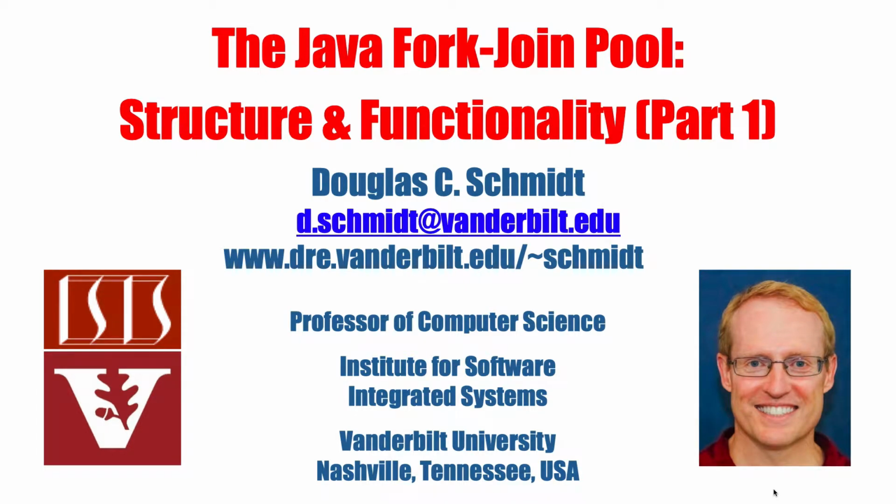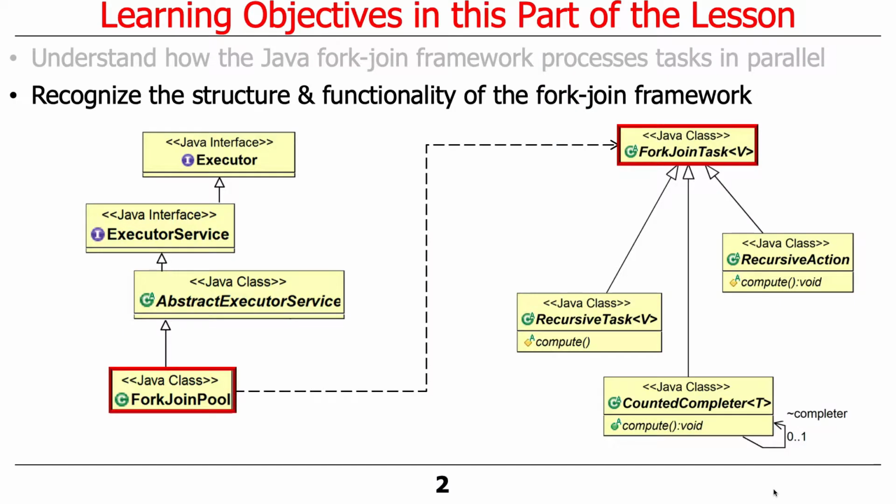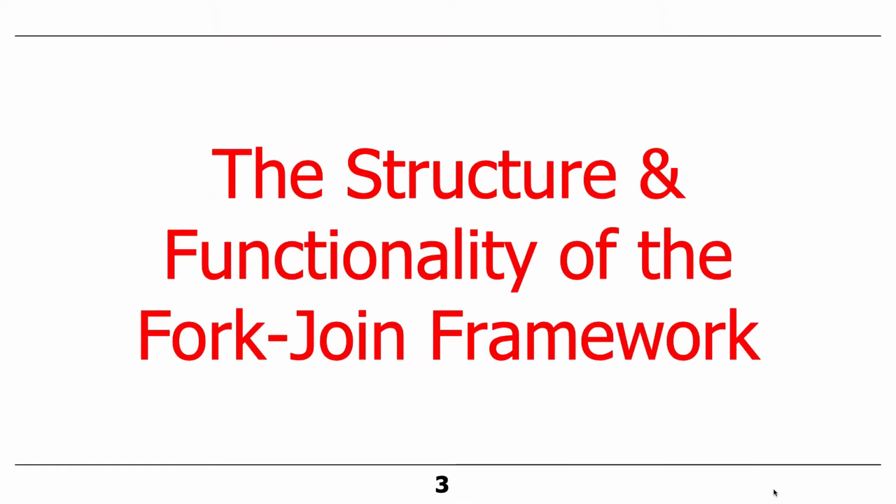So now that I've introduced you to the fork join pool, let's start talking about its structure and functionality. And you'll see this is a multi-part lesson because there's a lot of things to talk about. In particular, we're going to talk about the fork join pool itself and how it's structured, as well as the tasks that it executes in the fork join pool.